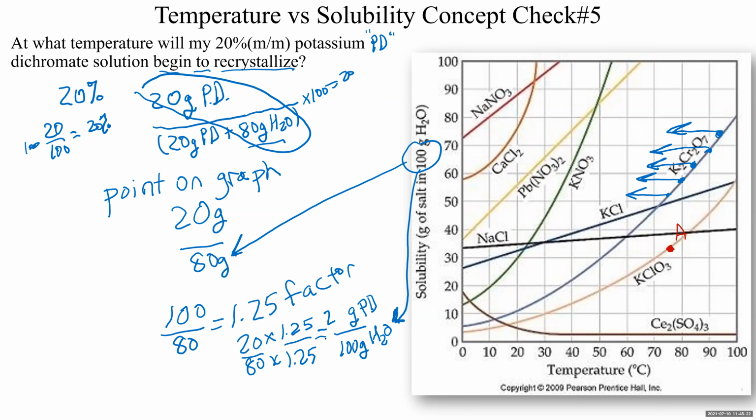So now, what can I do? Now I can read the graph. 25 grams per 100 grams. All I do is go to my graph, look for the 25 gram line, which is right here, and I trace it all the way to potassium dichromate, and it intersects the saturation graph right here at this point. At what temperature? That's going to be approximately 45 degrees Celsius, and that's our answer.